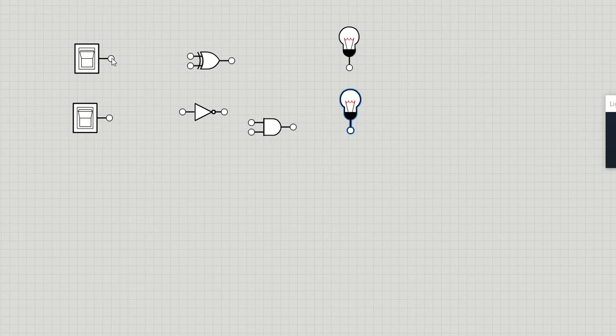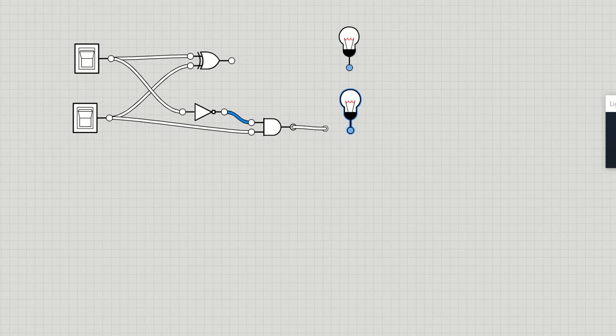A and B are the XOR gate inputs. A is given to the NOT gate. A negation and B are the inputs of the AND gate. Now it is connected to the light bulb.